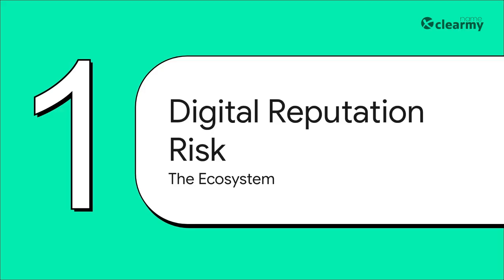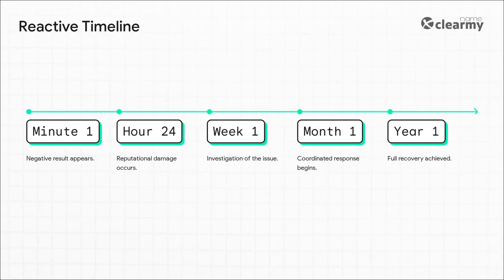The digital reputation risk. Imagine relying on a purely reactive reputation strategy. It's honestly a nightmare. At minute 1, a negative result pops up. By hour 24, the reputational damage is already done. It spreads like wildfire. Week 1 is entirely eaten up by investigations, and it usually takes a full month just to mount a coordinated response. And because search algorithms tend to cling to controversial content, it can literally take a full year to recover.